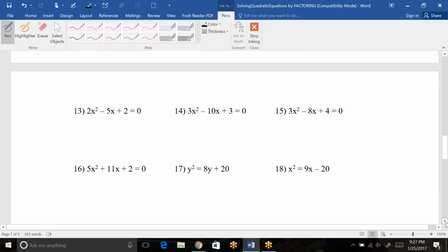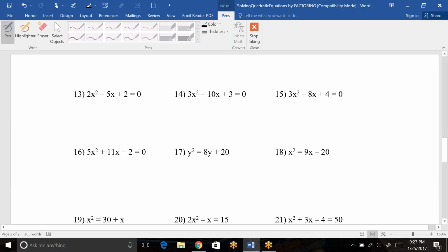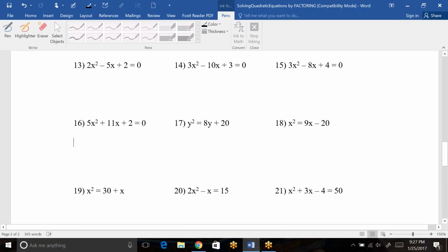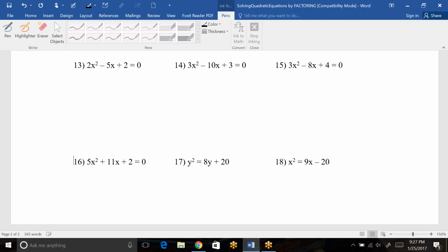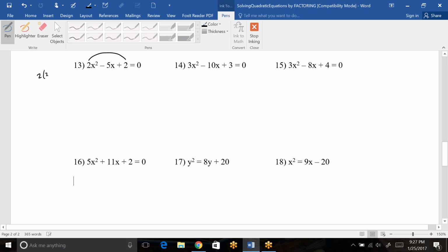Okay, now we're getting into the trinomials that do not have a 1 in front, so we're going to be using the factor by grouping method. Let me make sure I have some space. So for this first one, because there's no GCF and I can't pull out the 2, I have to do the factor by grouping or trial and error method. If you want to try that method, I prefer to do factor by grouping.